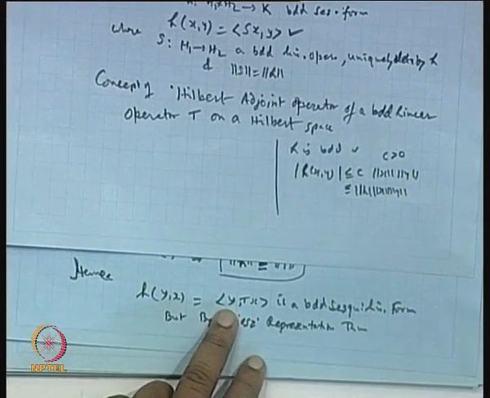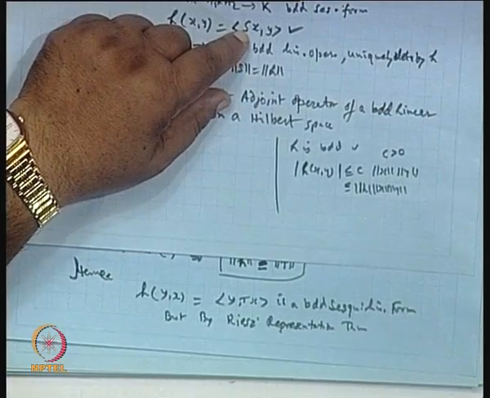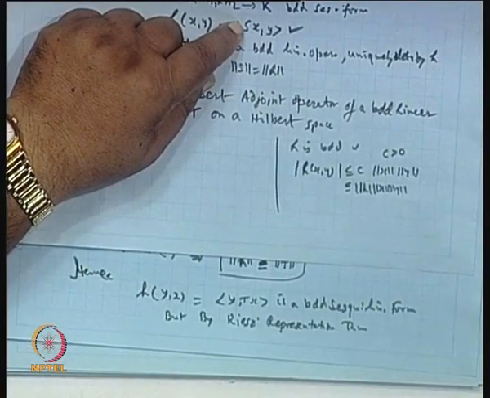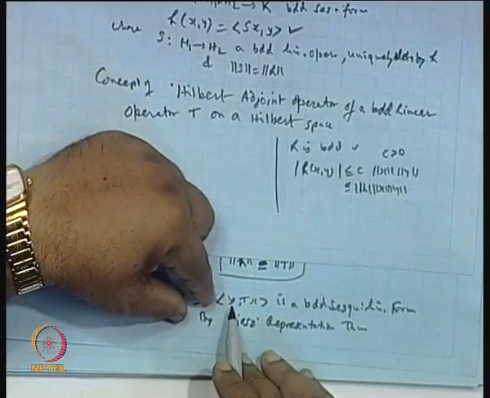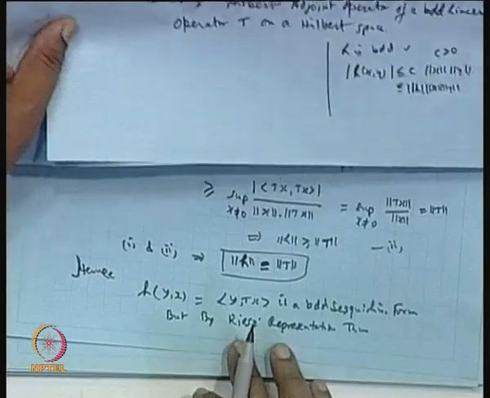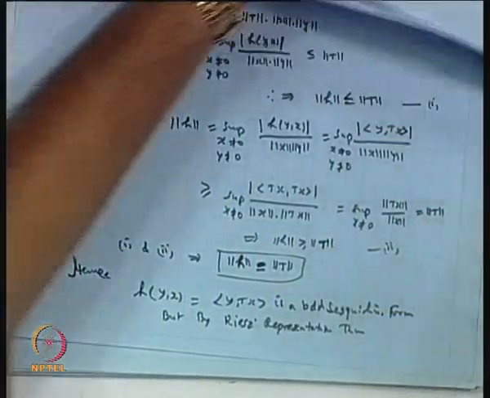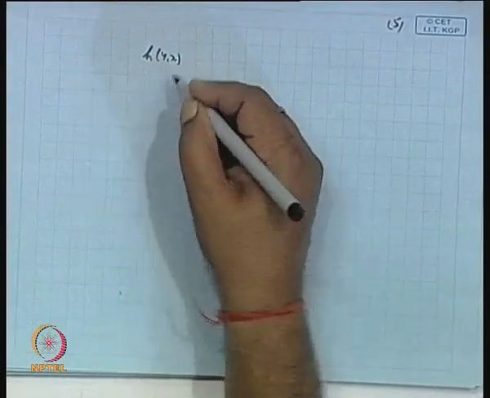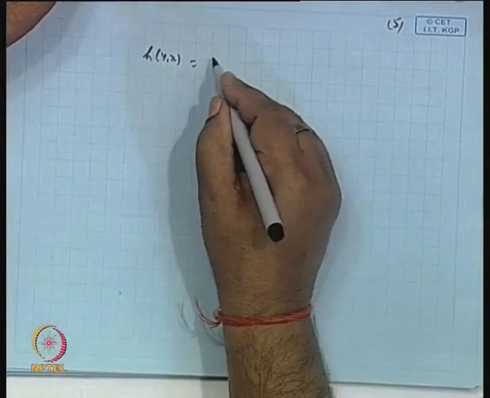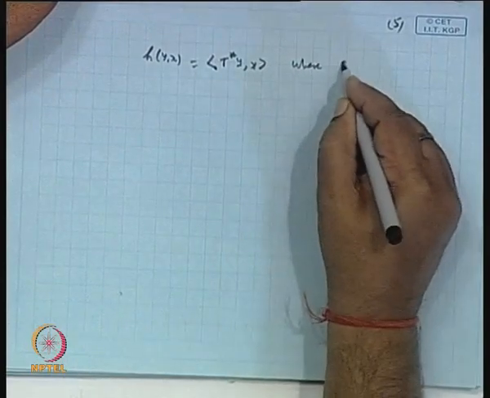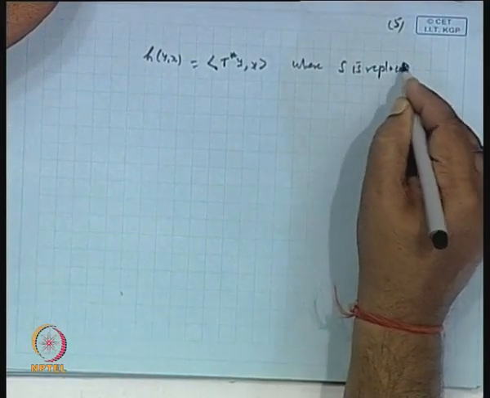This portion, we are writing in terms of some operator. Is it not? So if I write here S as an operator T star, then what happens to this? This will be equal to the inner product of T star y, x, because it is y, x, is it not? So h of (y, x) is a y, so by the Riesz representation theorem, this h of (y, x) can be expressed as the inner product of T star y comma x, where S is replaced by T star.